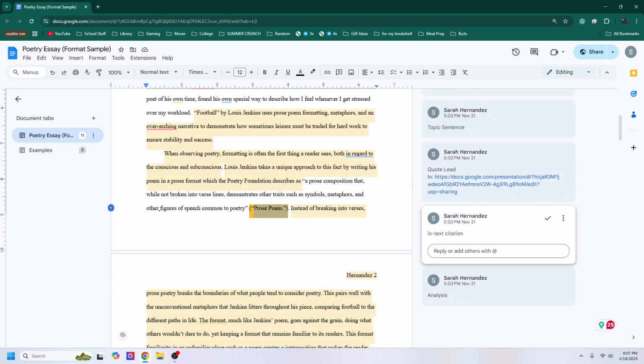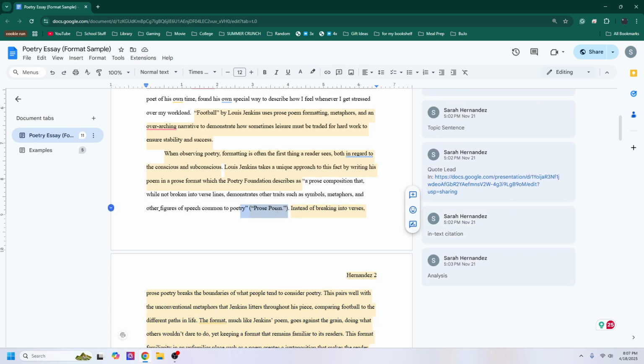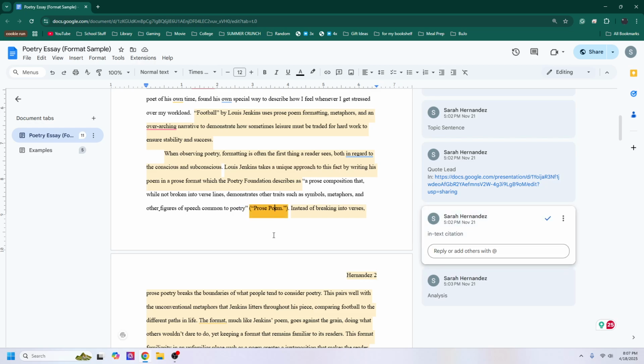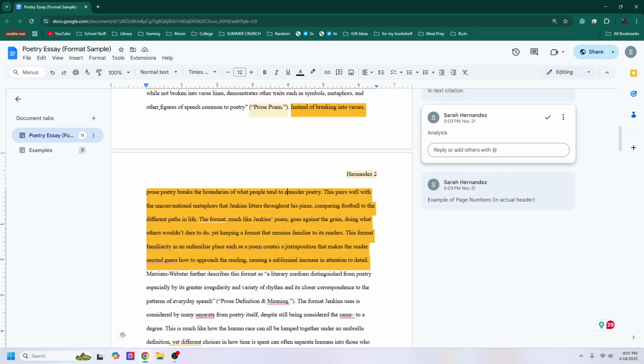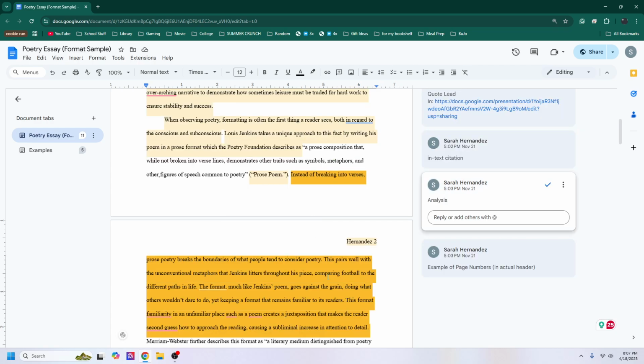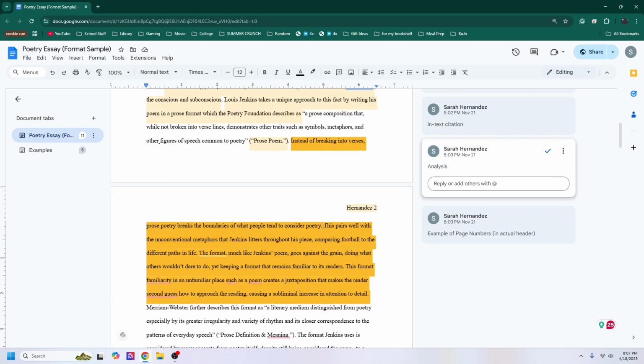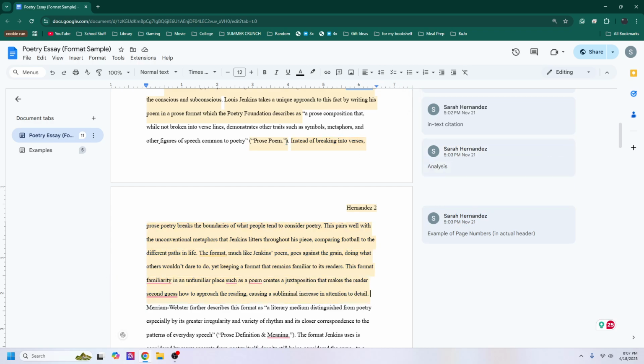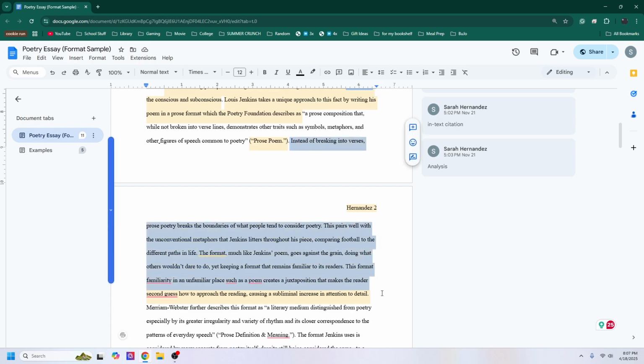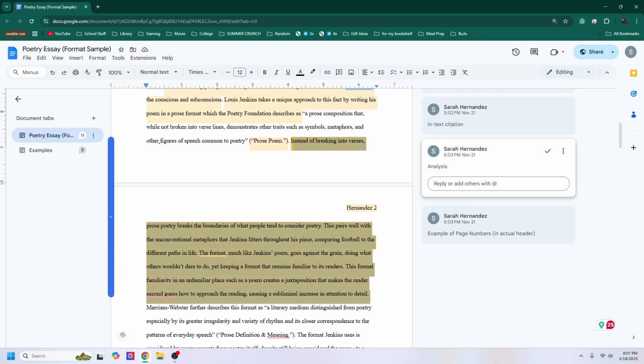I've got my in-text citation. Notice how it's the title of an article because there's no author. And then I've got my analysis. Look at how long this analysis is. Let's count the sentences, everybody. 1, 2, 3, 4. This is more sentences than most. I usually recommend 2 to 3 sentences, but it's okay to go a little over. Four sentences is okay if they're short. So this is a good length for analysis.